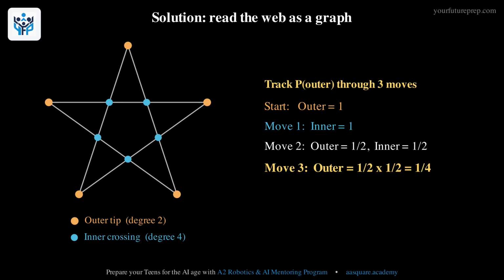For move 3, only the inner half can reach an outer point, and it does so with probability 1/2. So the chance of being outer is 1/2 times 1/2, which is 1/4. The probability she ends at an outer point is 1/4.